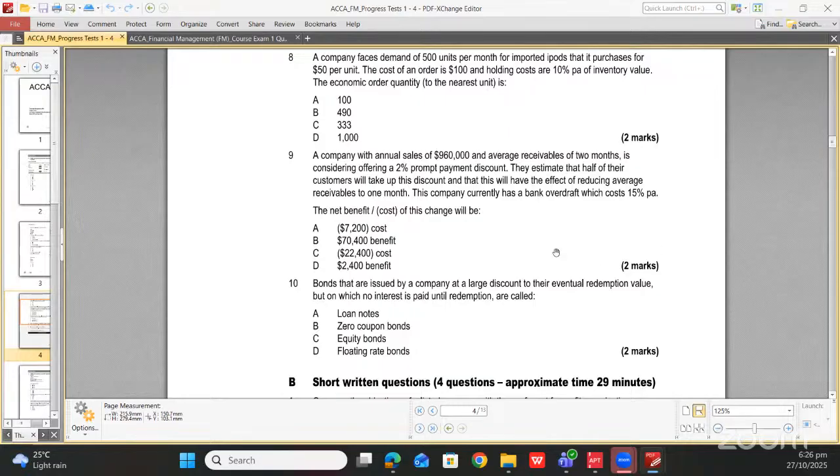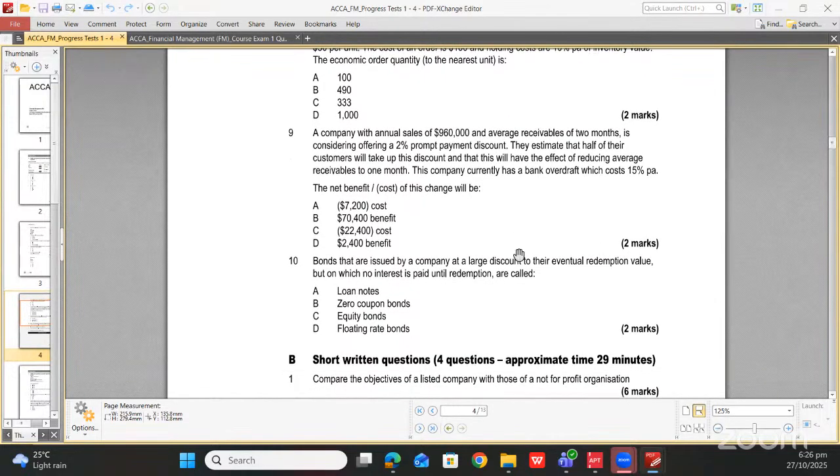So question 10, the last multiple choice on this first progress test. It says bonds that are issued by the company at a large discount to their eventual redemption value, but on which no interest is paid until redemption, what are they called? So what do we know? Now, this is a theory question. What type of bond is this? It is the definition of a bond. Is it loan note, zero coupon bond, equity bond, or floating rate bonds? What is the answer to question 10?